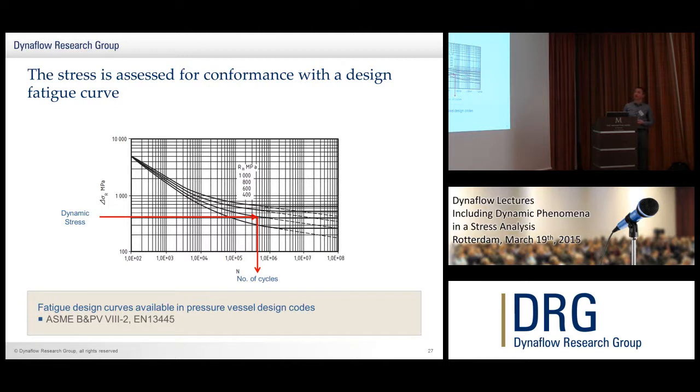So this is a design curve from the 13445. It's also equivalent in Section 8, Division 2, to determine how many cycles we can have of a given stress level.